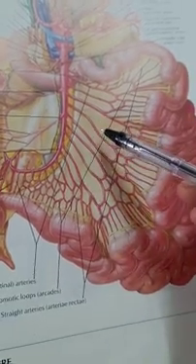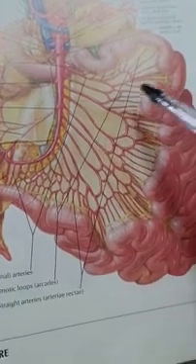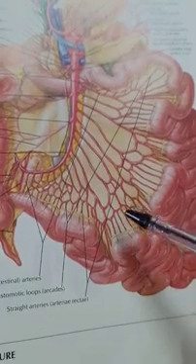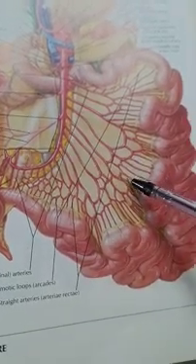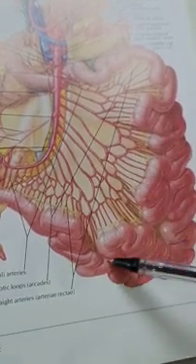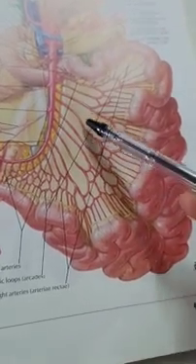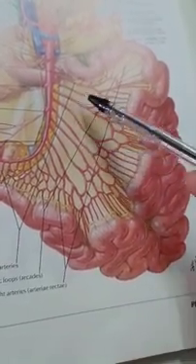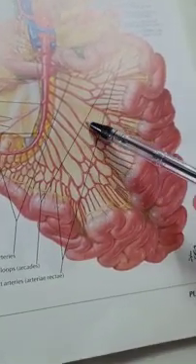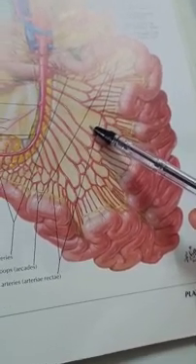The jejunum and ileum are suspended by a peritoneal fold. This fan-shaped peritoneal fold we can see is known as the mesentery. The peritoneal fold of the small intestine is known as the mesentery, so that it can move. It is mobile, not fixed. The jejunum and ileum are suspended by the peritoneal fold known as the mesentery.